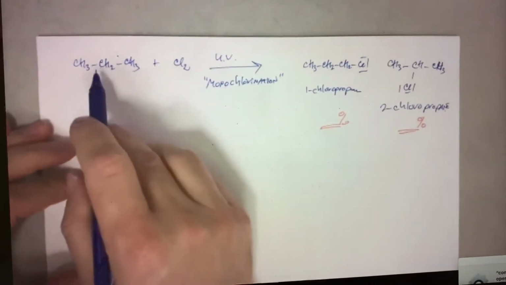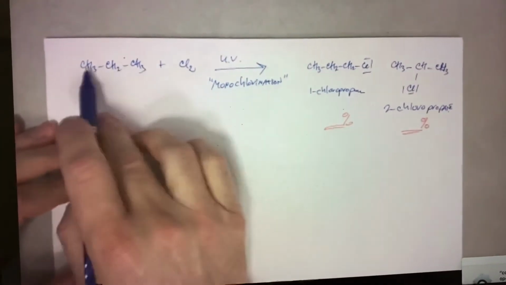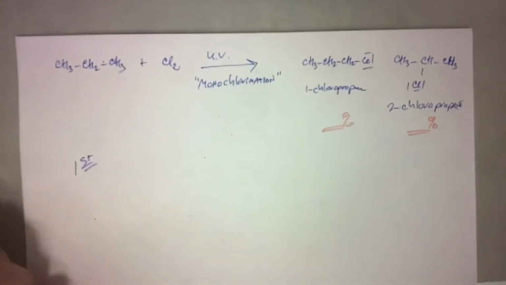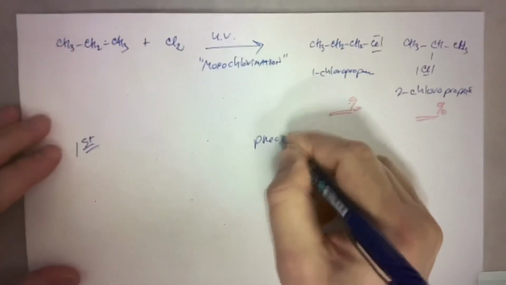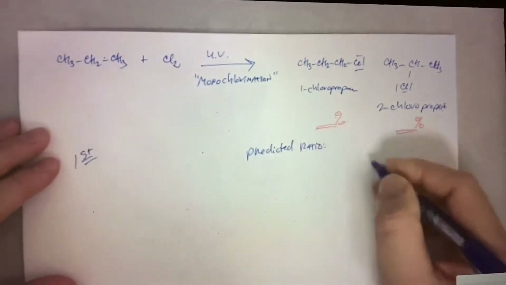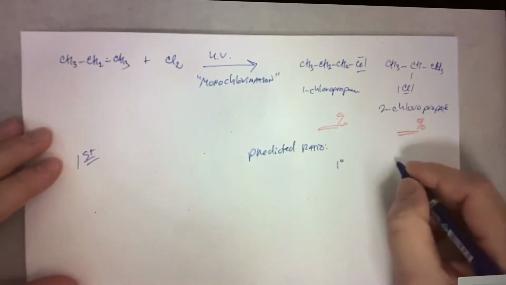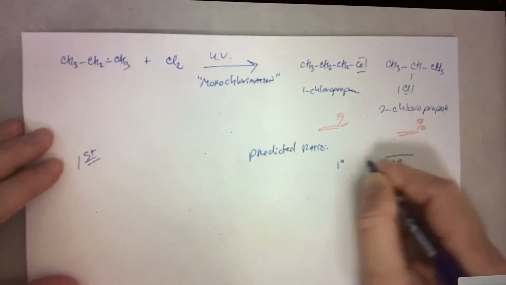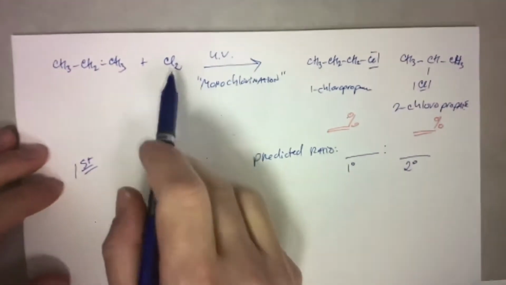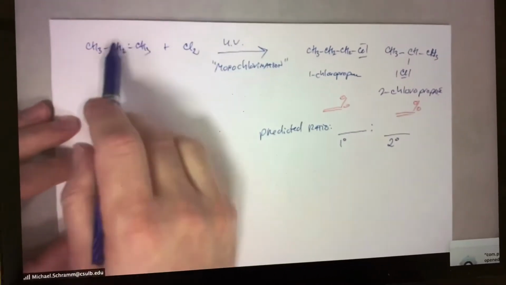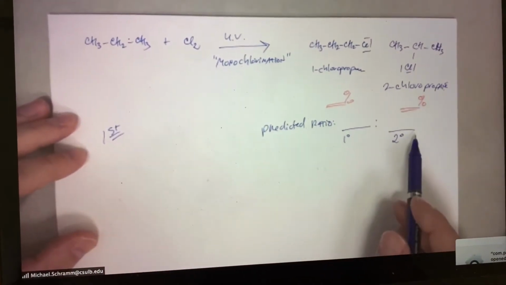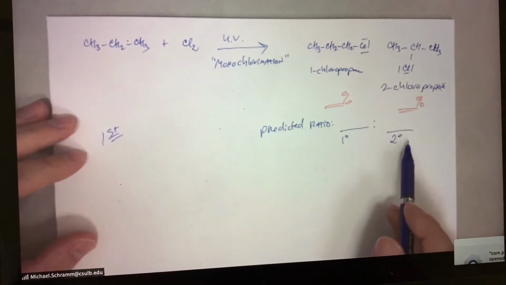If chlorine had no preference for hydrogens, if it treated all of these hydrogens in the exact same fashion, what would be the predicted ratio of our primary product to our secondary product? What I mean by this is if chlorine had no preference for this hydrogen versus this one or this one, what would the statistical outcome be for primary versus secondary?